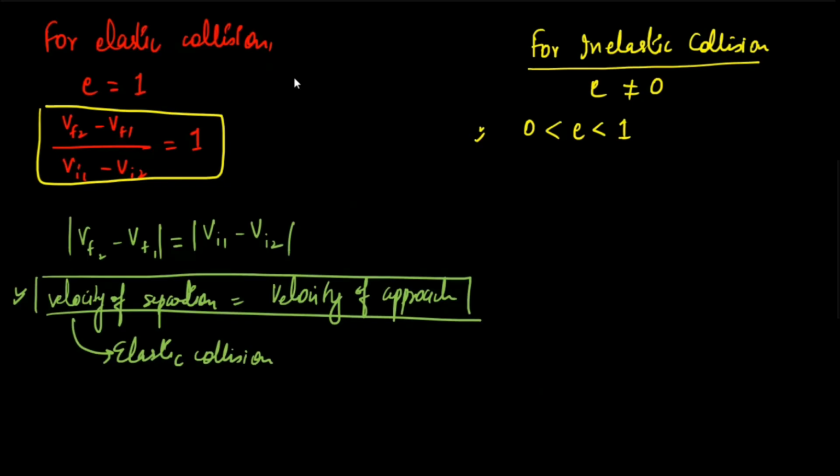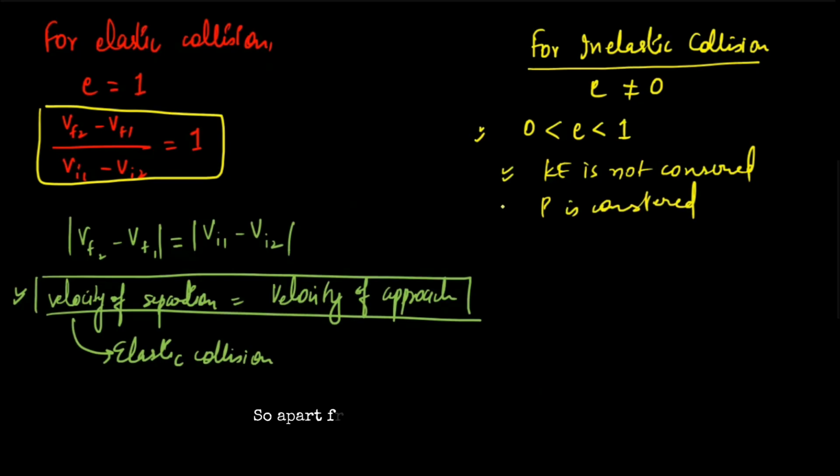Just share your screen. We'll do some problems from the book directly, because this is the only thing that you have to understand here. For elastic collision, kinetic energy is conserved. For elastic collision, momentum is conserved. For elastic collision, we know that the coefficient of restitution value should be 1. Whereas for inelastic collision, kinetic energy is not going to be conserved. Momentum is conserved, but not kinetic energy.